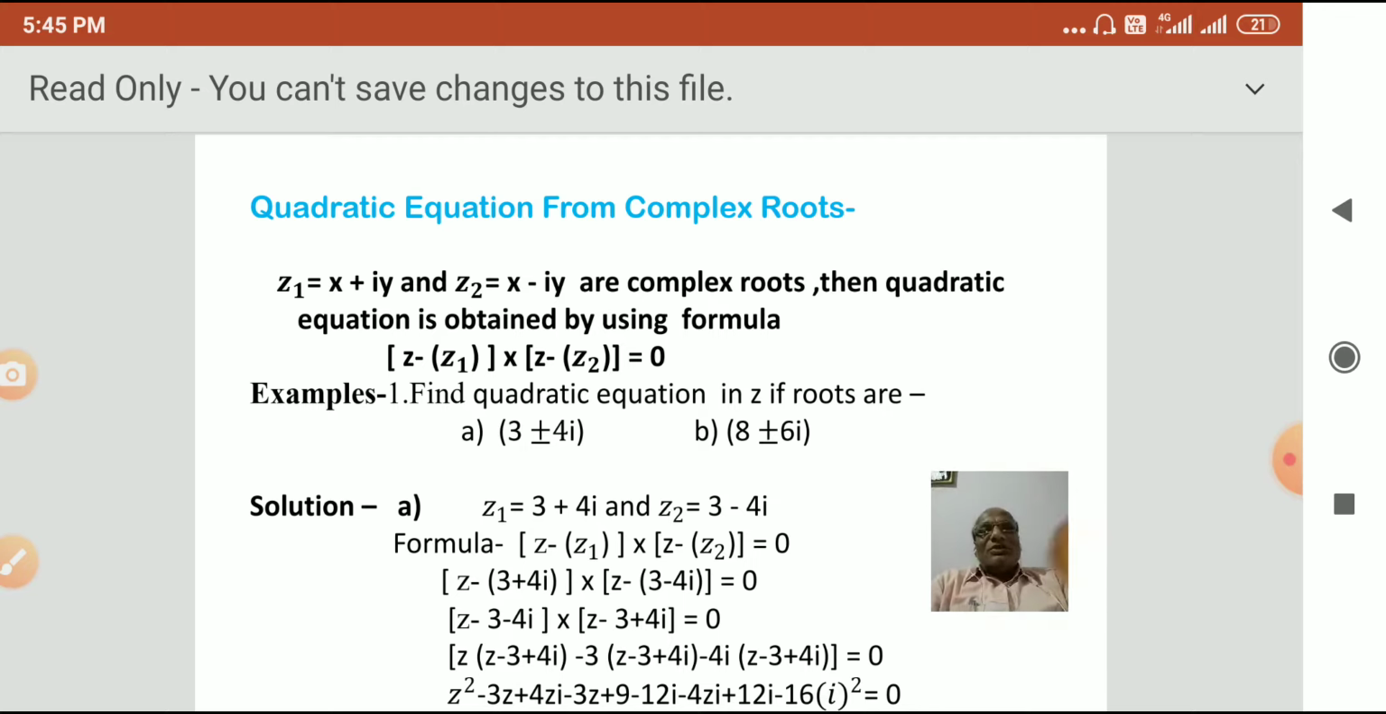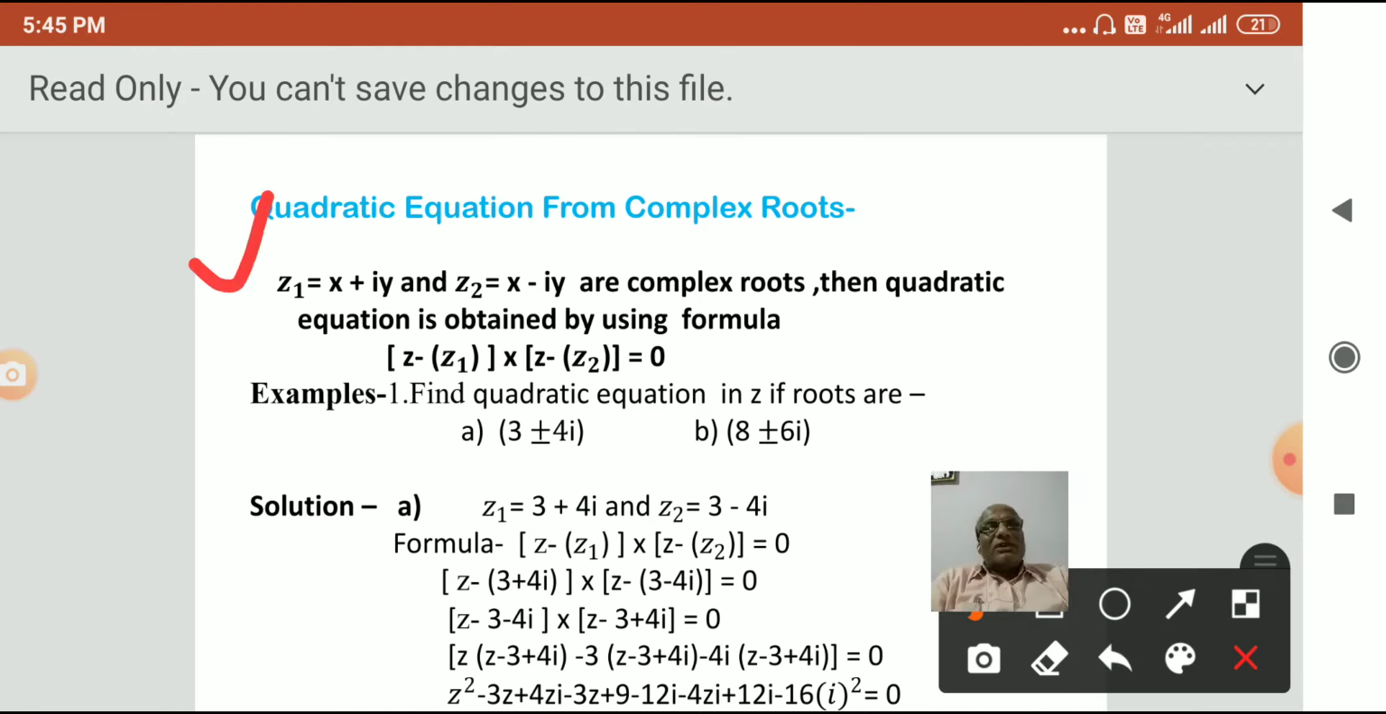So we take the first complex root, that is z1, and the second complex root, that is z2. So first is x plus iy and second is z2 which is equal to x minus iy, because they differ only in the plus or minus sign. If these are the complex roots, then the quadratic equation is obtained by using a formula. So this formula is important: z minus first complex root, in the first bracket, multiplied by the second bracket, z minus second complex root; take the multiplication and equate it to 0, and we get the quadratic equation. Now we directly use this formula and take some examples.